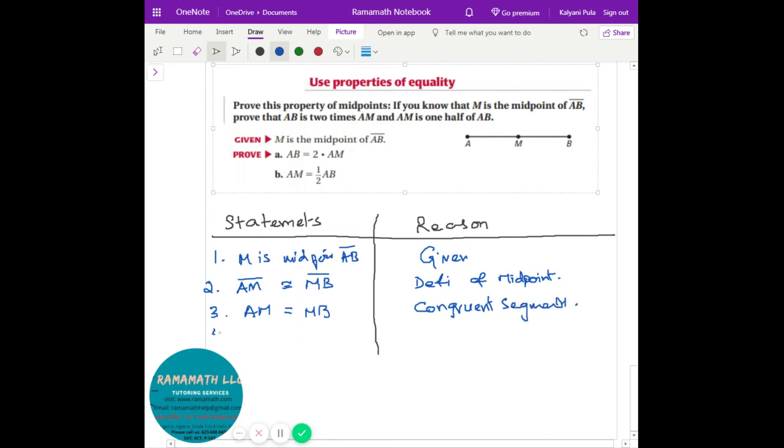For the fourth step, I can write AM plus MB, which is AB. Agree? AM plus MB gives you AB. So this is the addition postulate.